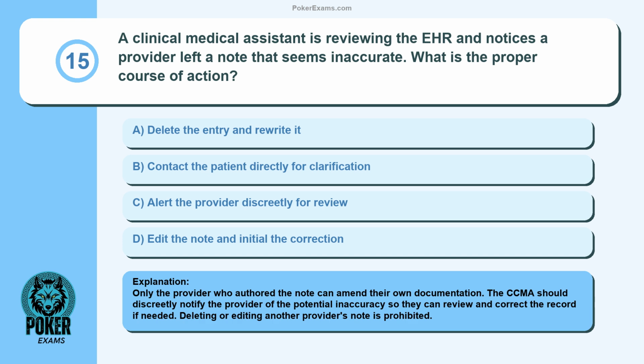Only the provider who authored the note can amend their own documentation. The CCMA should discreetly notify the provider of the potential inaccuracy so they can review and correct the record if needed. Deleting or editing another provider's note is prohibited.